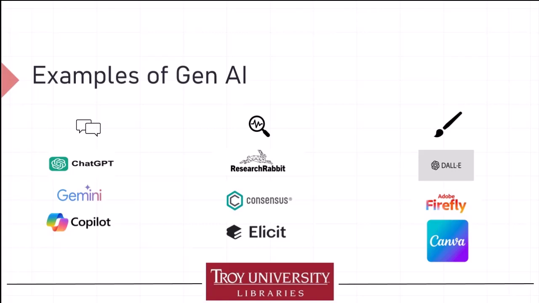DALL-E was made by the same people who made ChatGPT, and it generates images in response to a user prompt and will edit images. Adobe Firefly can generate images and be used to edit images. And then for those of you who are familiar with Canva or use Canva, it just came out with something called Magic Media, which is a tool within its design software that can generate images, graphics, and video in response to a prompt.